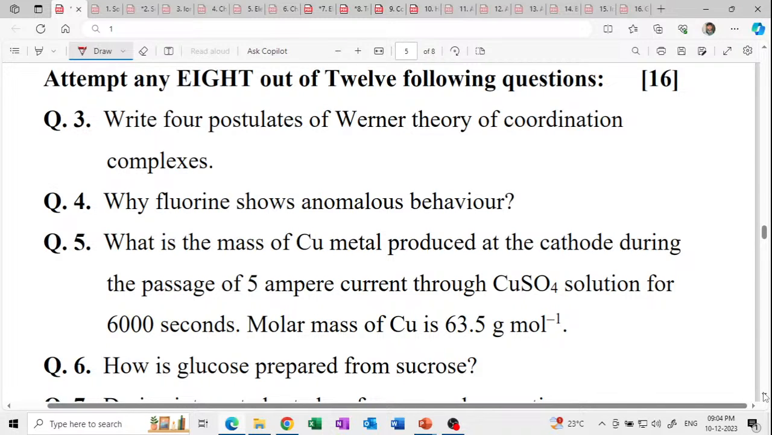So this is a question from the P block, elements of group 17. Anomalous behavior.